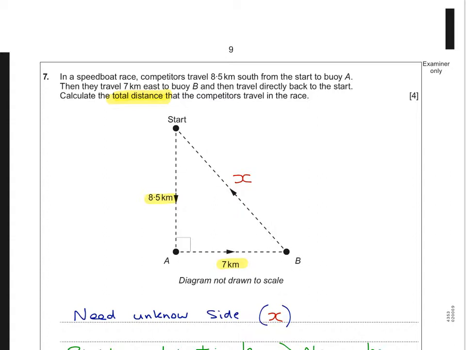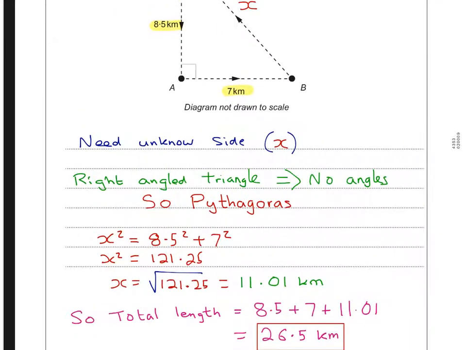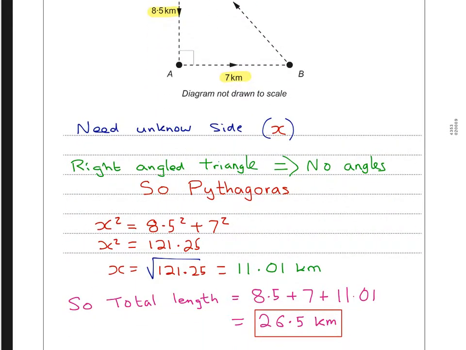Like before, I put that as x, because I'm used to putting that as something I'm trying to work out. So we need the unknown side here. It's a right angle triangle, so no angles, so it's Pythagoras. We write down x squared equals 8.5 squared, add 7 squared. We work that out with a calculator and you get 121.25.